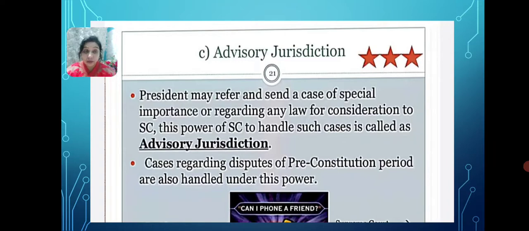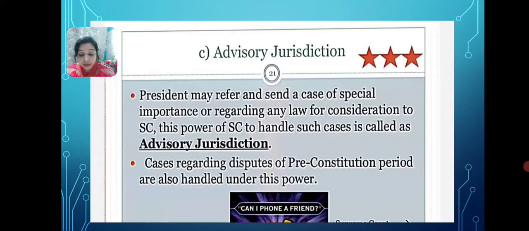What is that? Number one is that any question of law may be referred to the Supreme Court. Any question of law can be referred to the Supreme Court if the President considers that the question is of public importance. So if the President thinks that question is of public importance, the President can ask the Supreme Court, through its advisory jurisdiction, to consider that particular problem or question or issue.